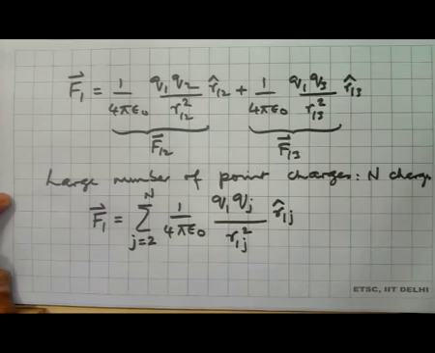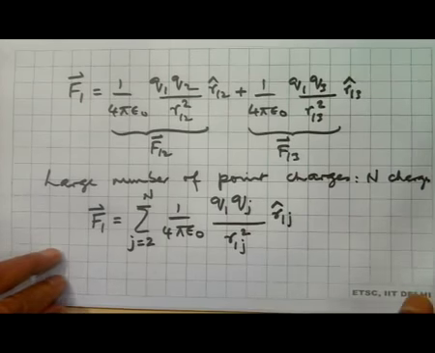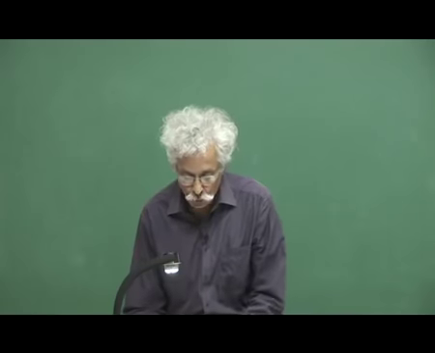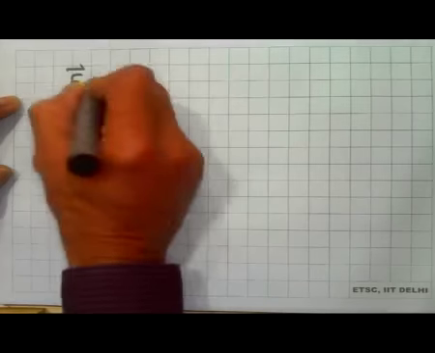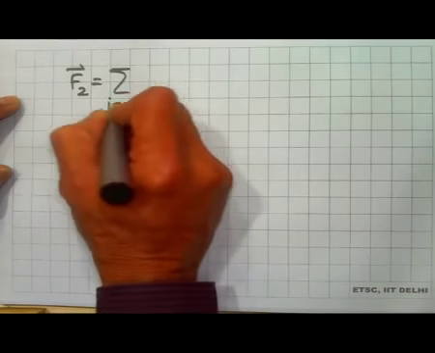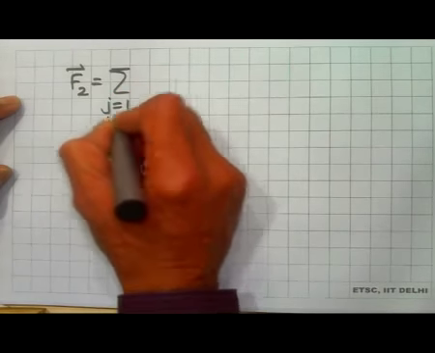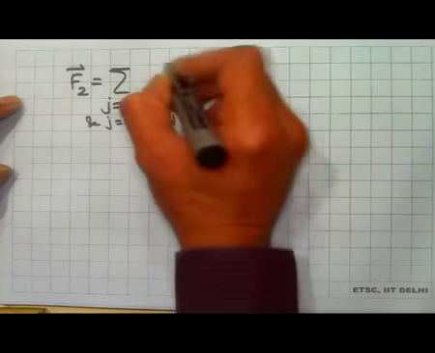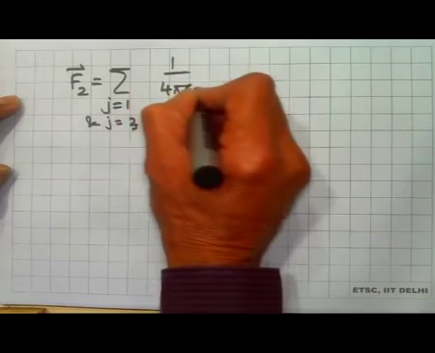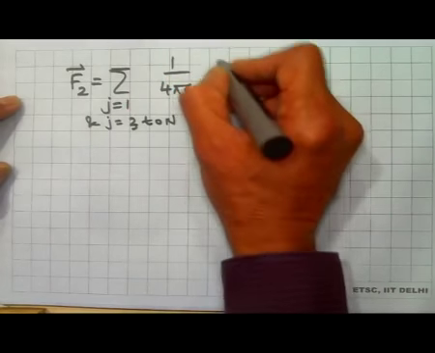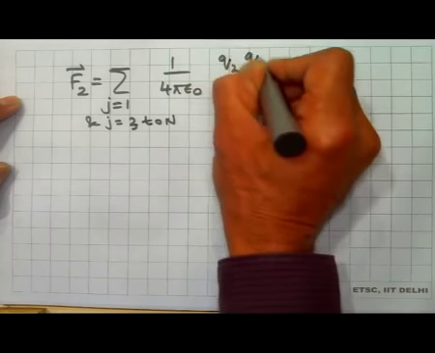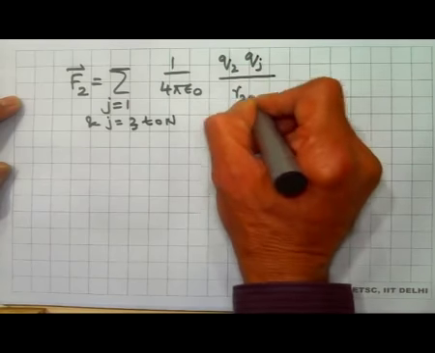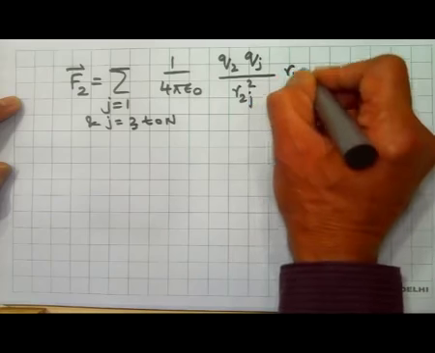So, this helps me to calculate the total force on any charge. For example, if I wish to calculate the force on charge Q2 in this system, I would have to write it like this: F2 vector equals the sum over j from 1 to n, j not equal to 2, of 1 by 4 pi epsilon 0, Q2 Qj by R2j square, R2j unit vector.